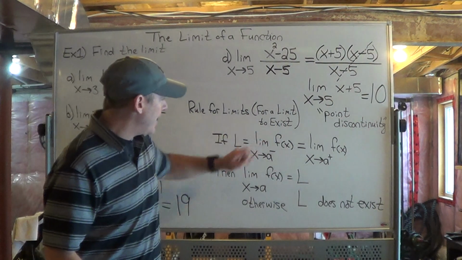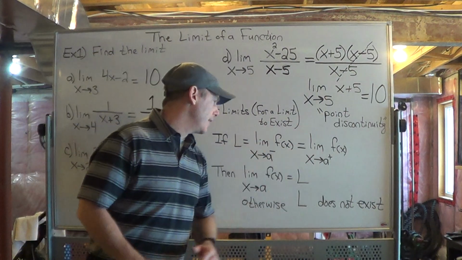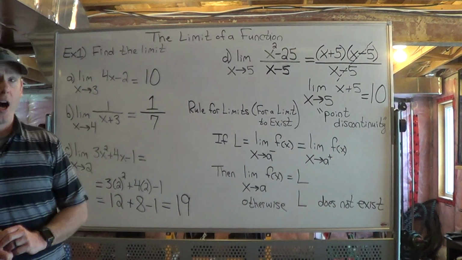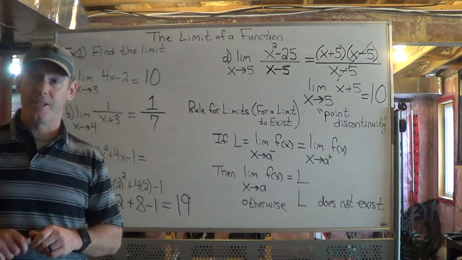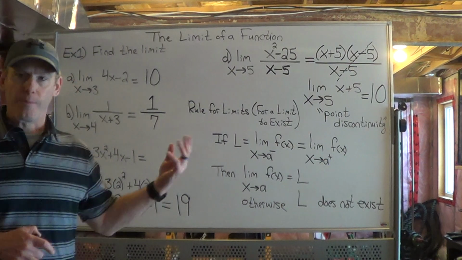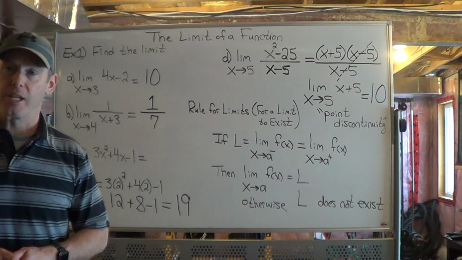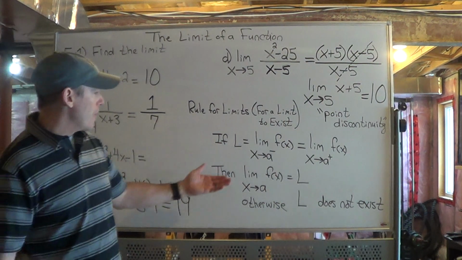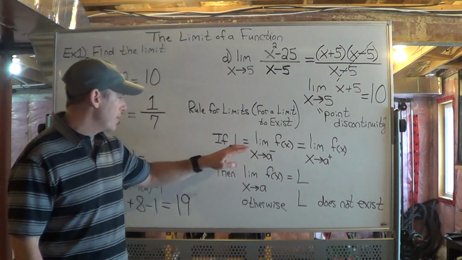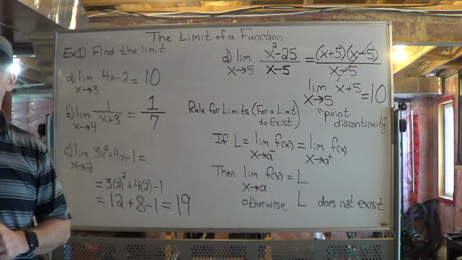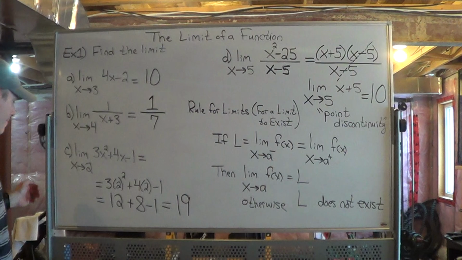But if your left-handed limit and your right-handed limit are the same, then you actually have a limit. Otherwise, it doesn't exist. So not all the time do you actually have a limit. Sometimes it just doesn't happen. It doesn't exist. All right, so that again is our rule here that we're going to be looking at in our next few examples. Your left-handed limit has to equal your right-handed limit. If not, it doesn't exist. All right, so what does that mean?